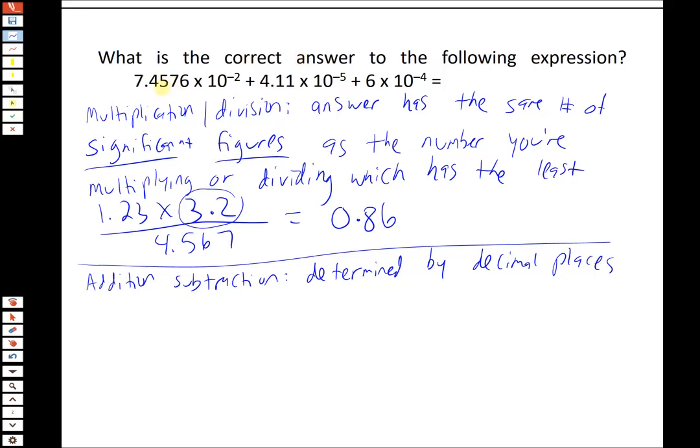So this first one, 7.4576 times 10 to the minus second, in decimal form will be written as 0.074576. We're going to add that to 0.411 times 10 to the minus fifth. So how would we write that in decimal form? Let me make sure I get this right. Sorry, give me a second, make sure I don't mess this up. This one should be 0.00000411. Let me double check to make sure I didn't mess up the number of zeros.